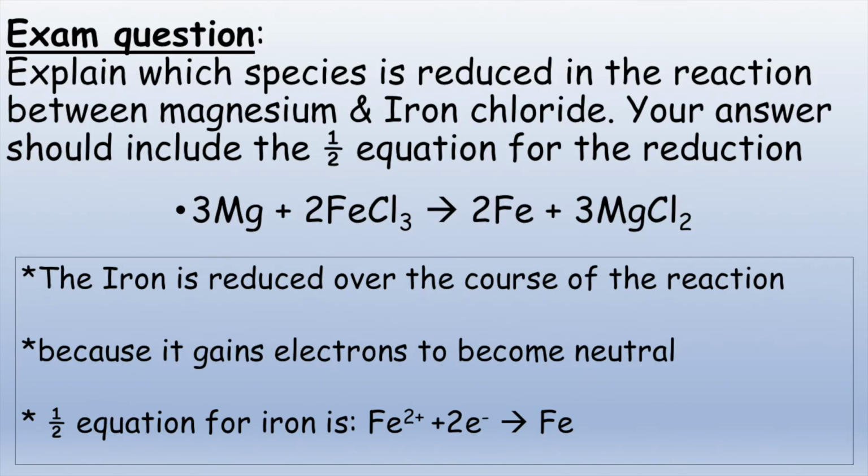Here is my example answer. The iron is reduced over the course of the reaction because it gains electrons. The half equation for iron is Fe2+ plus 2 electrons gives you iron as an element.